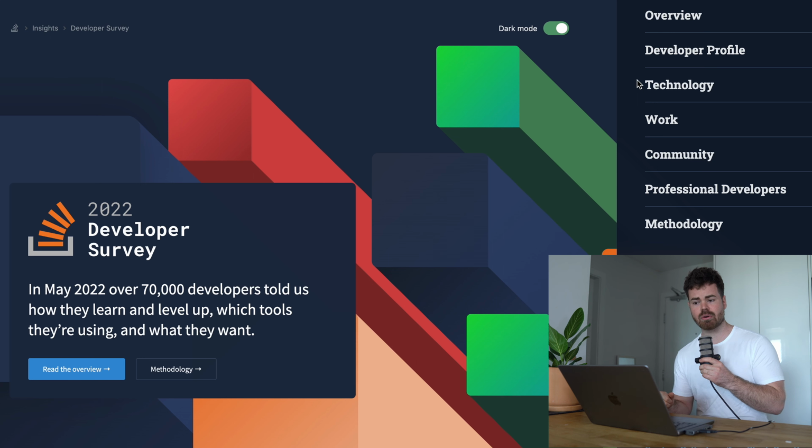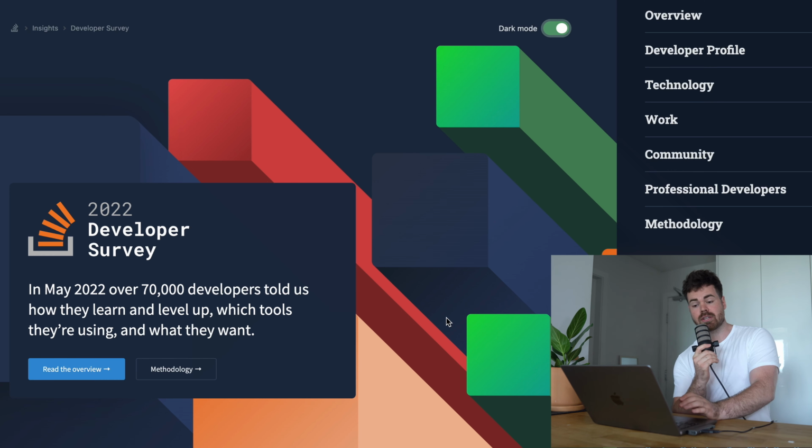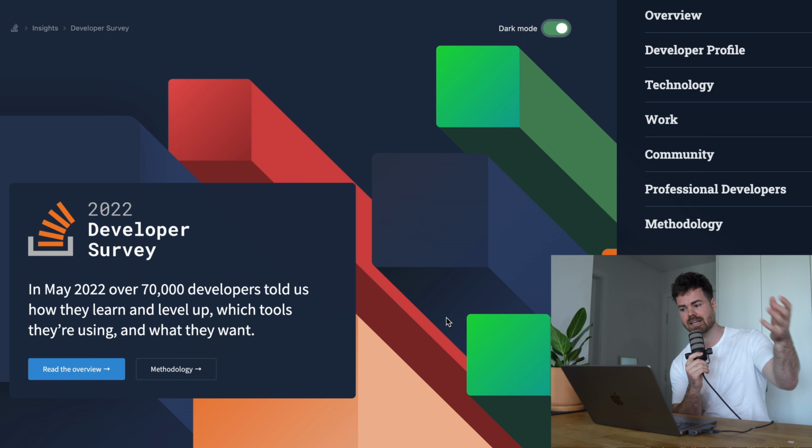So without any further ado, let's get started. If you want to follow along, head to survey.stackoverflow.co/2022. You'll be greeted by the developer survey overview. Now, there is dark mode and light mode, if you prefer. How fun. So this was conducted in May of 2022 with over 70,000 developers, most of which were working professionals, telling us about their experience within the software development industry.